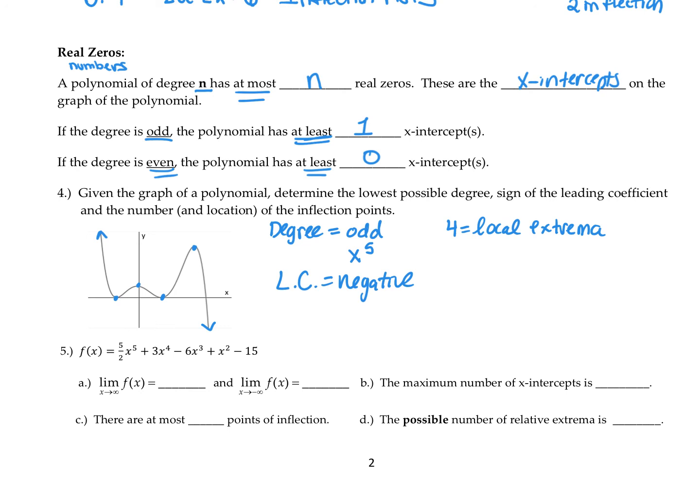Now the number of inflection points. Inflection point would be where the concavity changes. So 1, 2, 3. So 3. So inflection points, I have 3. So that would also support the degree of x to the 5th. So my final answer is that my degree would be 5.